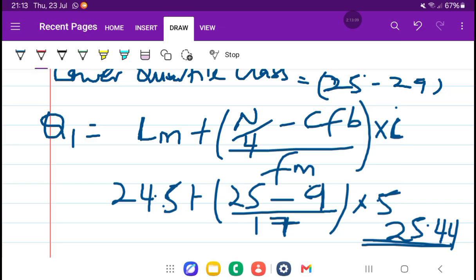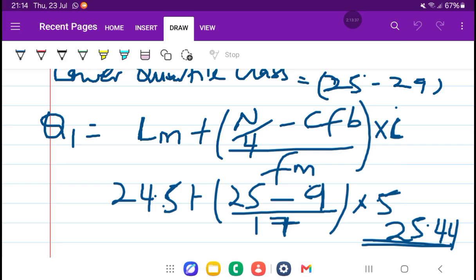But remember, these were in thousands. So you multiply that answer, 25.44, times 1000, and you get the answer. Then you carry out the working for the other quartiles. You make sure that you don't fail to compute the quartile class that you are computing.